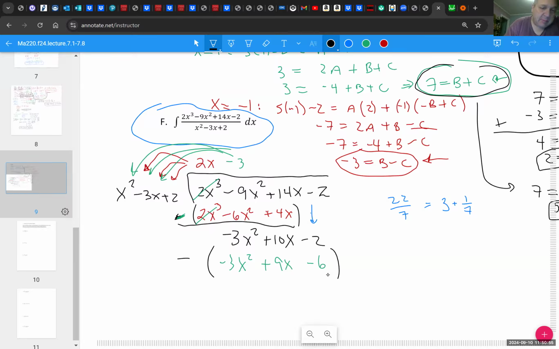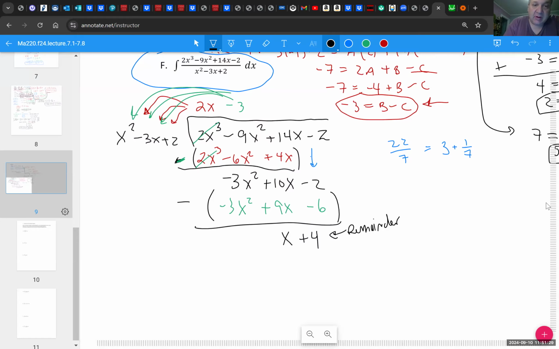Minus 3x squared minus 3x squared is 0. 10x minus 9x is just 1x. And minus 2 minus 6 is plus 4. And now there's another x squared. It's too big to go into x plus 4. So I'm done with my division. There's a remainder. This is the remainder. It's what's left over after we do as much dividing as possible.